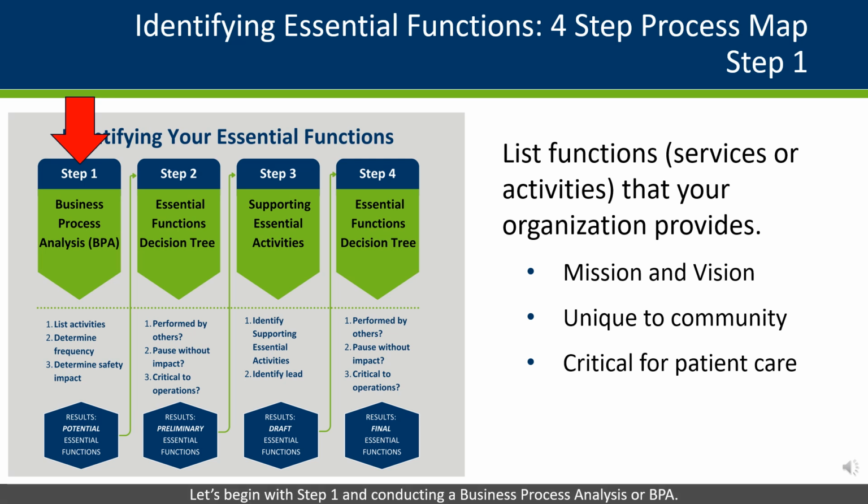Let's begin with step 1 and conducting a business process analysis, or BPA. A BPA identifies the different functions and outputs of your organization or department. To begin, make a list of the functions or services or activities that your organization provides. To help with this, you can look at your organization's mission and vision statements. Consider things that your organization provides that are unique to the community, or think about the services that are critical for patient care. There is a table in your COOP plan completion guide and COOP plan template where you can document your results.